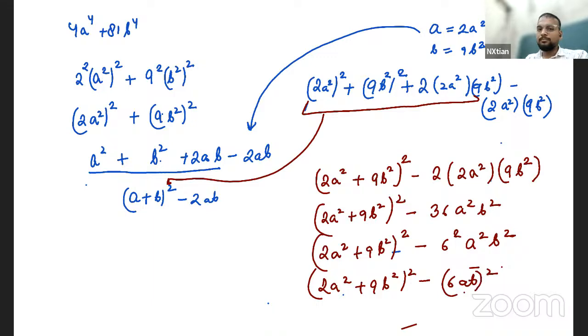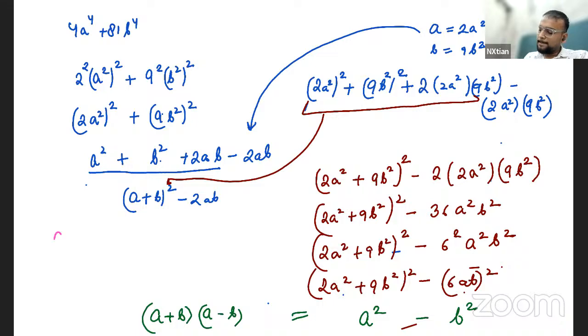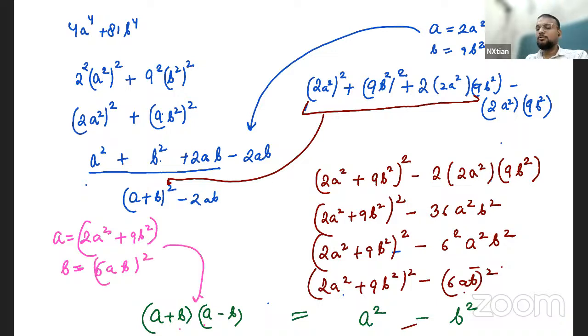Now the identity is this: a square minus b square, so the answer is a plus b, a minus b. If I compare it, my a is equal to 2a square plus 9b square and b is equal to 6ab whole square. So this value I have to put into this to get the answer. Did you understand, Anna? Yes, sir.